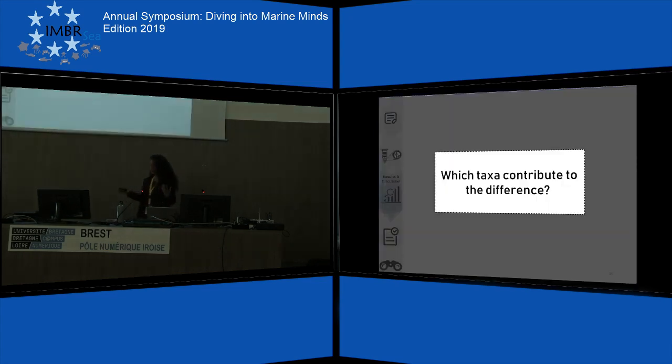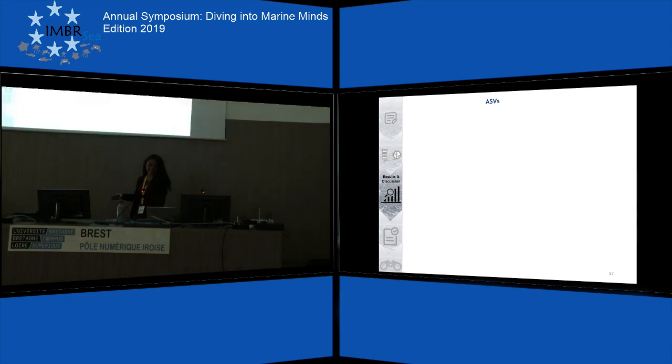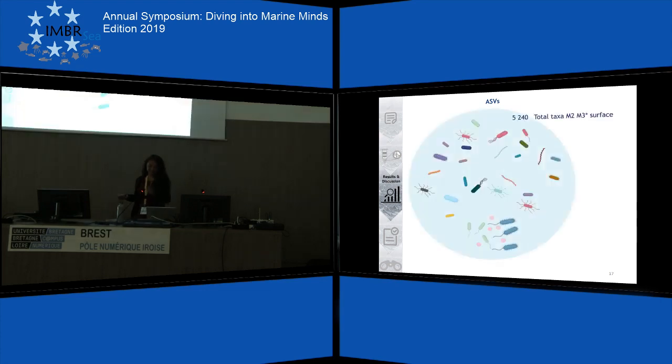Now, we see that the sites are different, and to know which taxa are contributing to this difference, I'm going to show you some numbers here. I take as an example one of the comparisons I made. If we take only one site outside of the plateau and one site over the plateau, we retrieve around 5,000 taxa. From them, according to the SIMPER analysis, only 93 taxa were contributing significantly to the differences between groups.